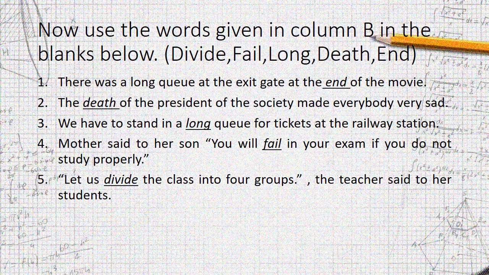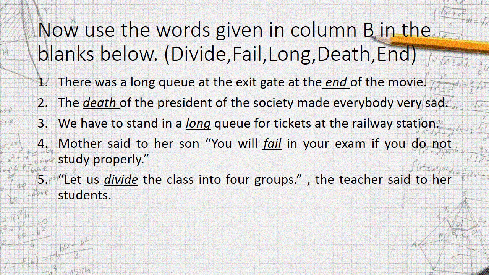Now use the words given in column B in the blanks below. So which were the words given in column B? They were divide, fail, long, death, and end. From these 5 words, you have to fill in the blanks which are given here.